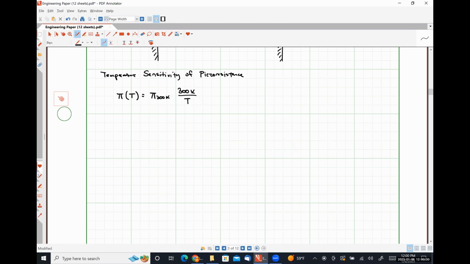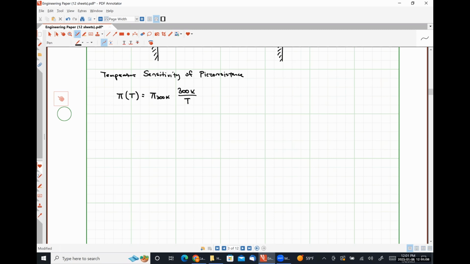Now, what about resistivity, the material property that determines the resistance of our piezoresistors? What is it dependent on? For you guys that suffered through my integrated circuits class last quarter, you ought to have some idea. It was dependent on carrier mobility, it was dependent on temperature, and it was dependent on dopant concentration.